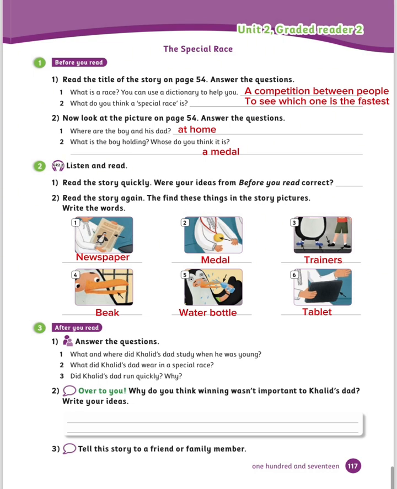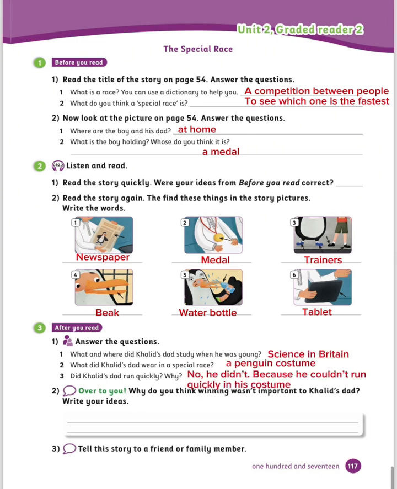Exercise number 3. After you read, answer the questions. Number 1, what and where did Khalid's dad study when he was young? Number 2, what did Khalid's dad wear in a special race? Number 3, did Khalid's dad run quickly? Why?